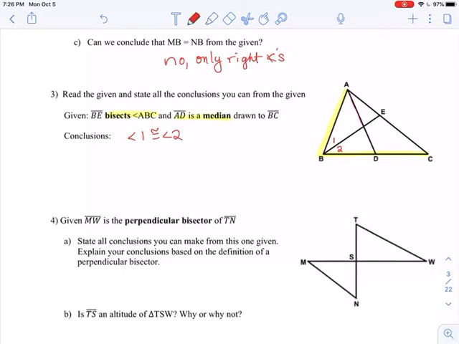My second given is that AD is the median of BC. So this line AD is the median. We'll go back to my definitions if I need to. A median is a line segment that intersects at the midpoint. So see how I put a big fat dot at D? D is the midpoint of BC. And now that you know D is the midpoint of BC, you know a midpoint cuts a segment into two congruent segments, and BD is congruent to DC.